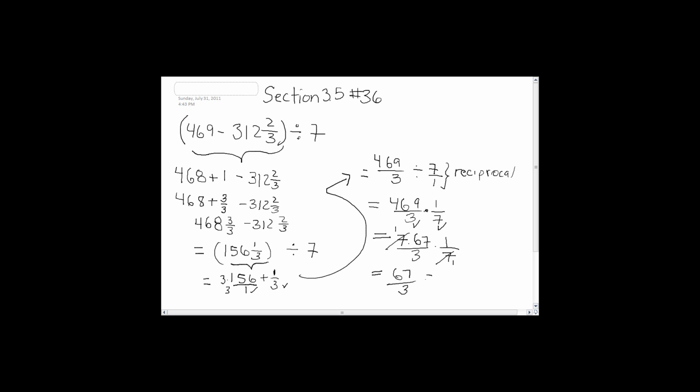And we have to change that to a mixed number, partially only because we started with a mixed number in our original problem, and that will leave us with 22 and 1/3. And that's how we do section 3.5, number 36.